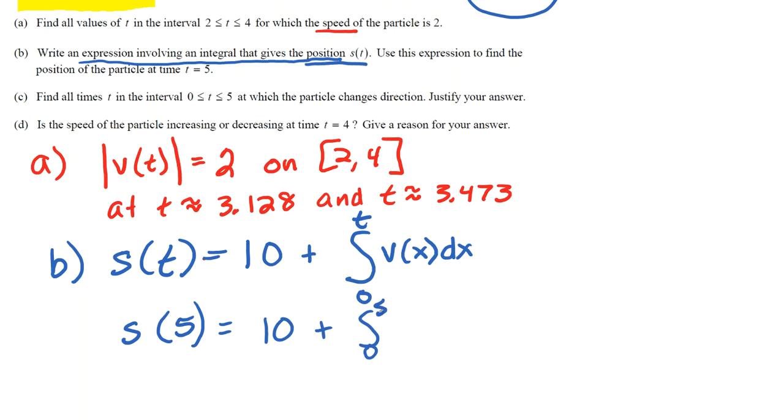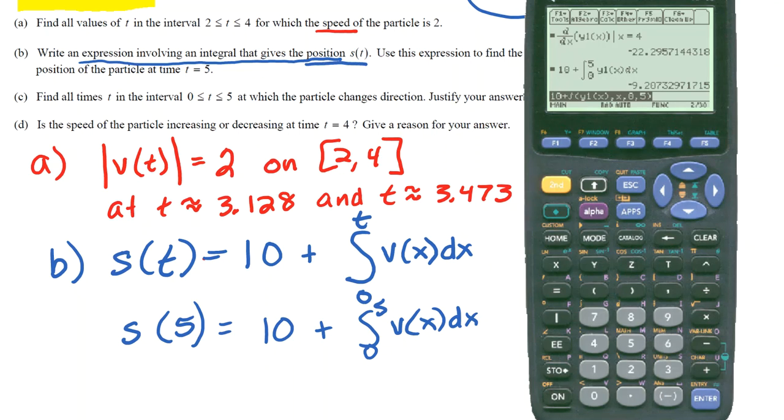And again, let your calculator do all the work here. So we're going to, and you could do this in the home screen here, accumulate 10 plus that integral. Let me pause and grab the calculator. So you can look at my calculator screen. So we wanted 10 plus the integral of y1 of x, that's our velocity function, with respect to x from 0 through 5. So our position at time 5 is negative 9.207.